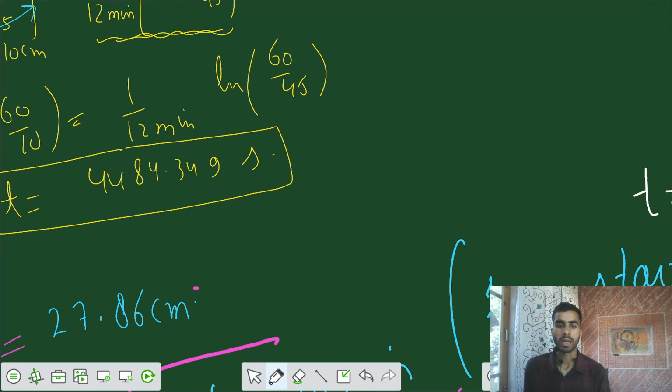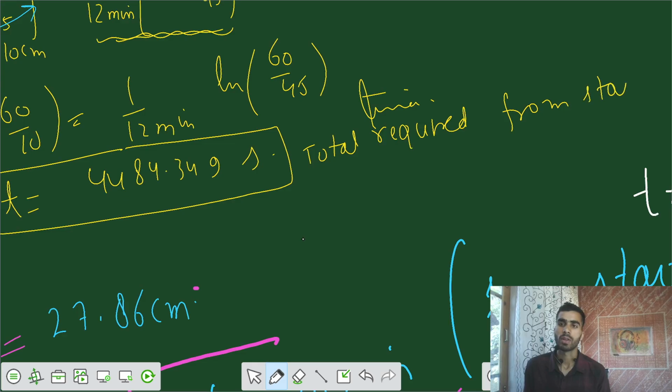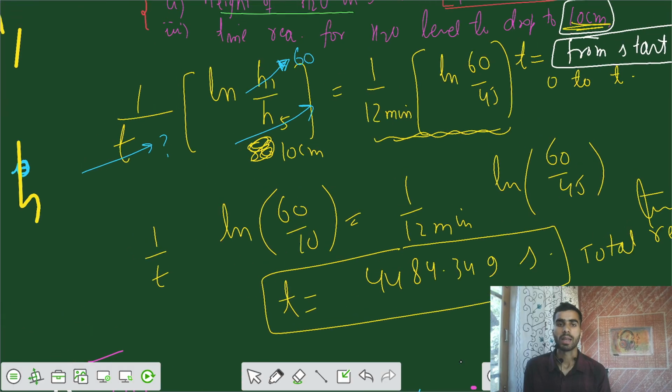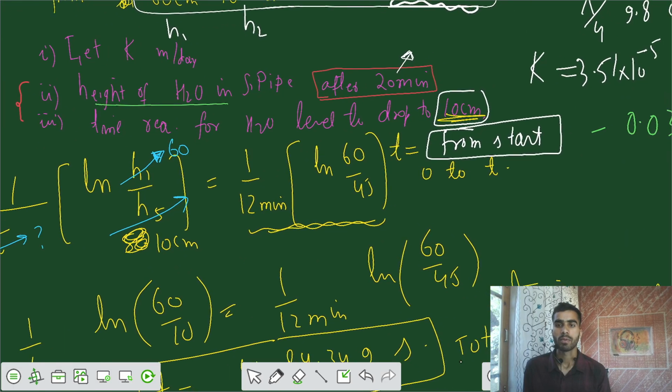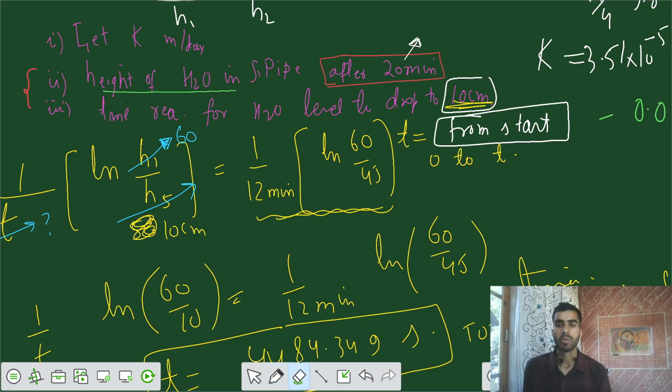This is the total time required from the start of the readings, the first time, that is from time t equals 0. Okay, let's take the same problem, but we're going to take from reading number 2.